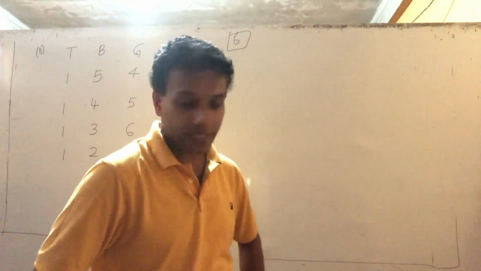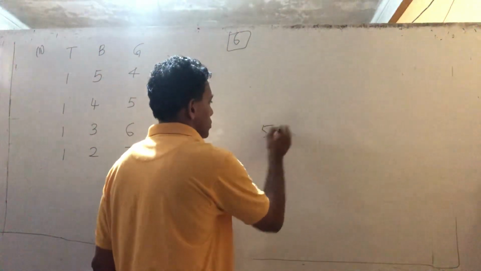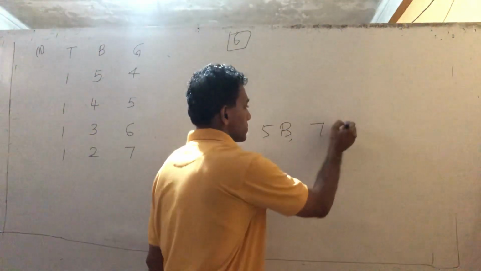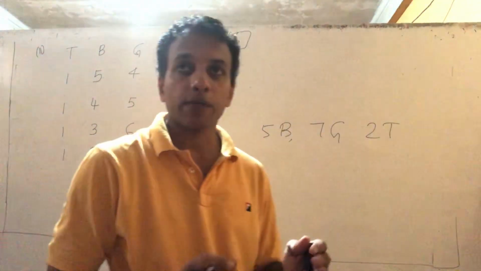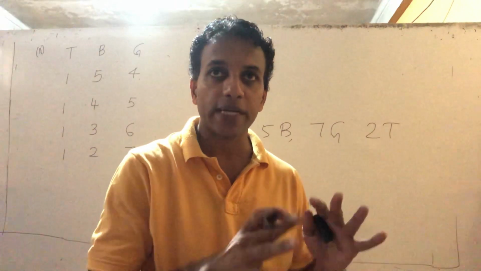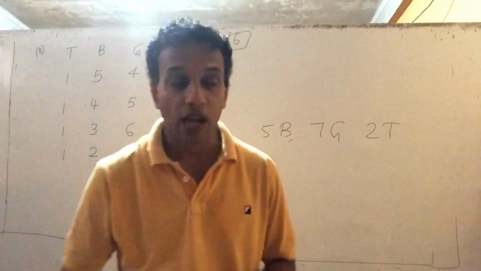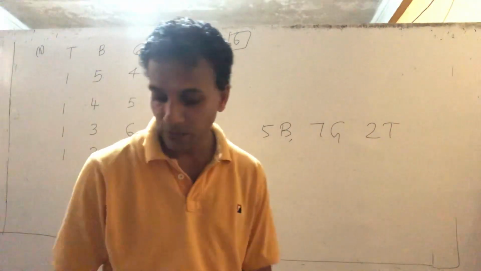So what does question number 6 say? There are 5 boys, 7 girls and 2 teachers. This problem is under permutation and combination, that lesson, that chapter. In the mathematics class, there are 5 boys, 7 girls and 2 teachers.